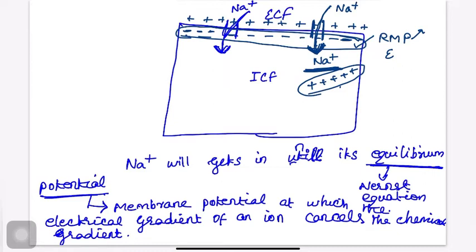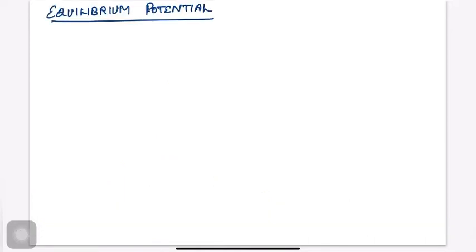So this membrane potential at which the electrical gradient cancels the chemical gradient, due to electrical gradient depletion, is called the equilibrium potential. Now, understood what is equilibrium potential? Once again, the summary: equilibrium potential is the membrane potential at which the electrical gradient cancels the chemical gradient.